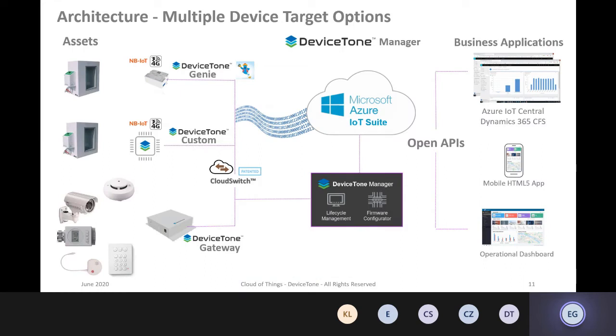Now let's jump into the architecture. First of all, on the left-hand side, you have the assets. These are the devices you want to manage. And devices you want to manage can be connected in two ways. One is directly to the cloud, and this is what Genie does. Genie is a product that has cellular connectivity, and it connects directly to the Azure IoT cloud instance.